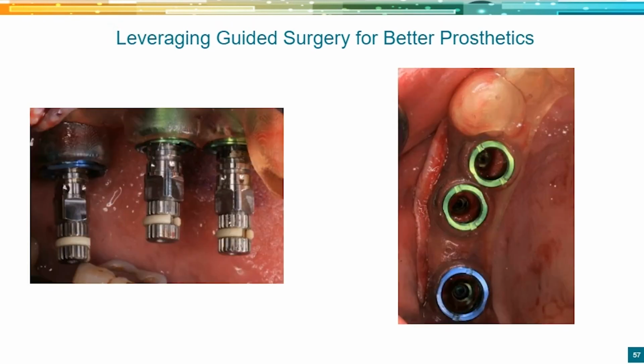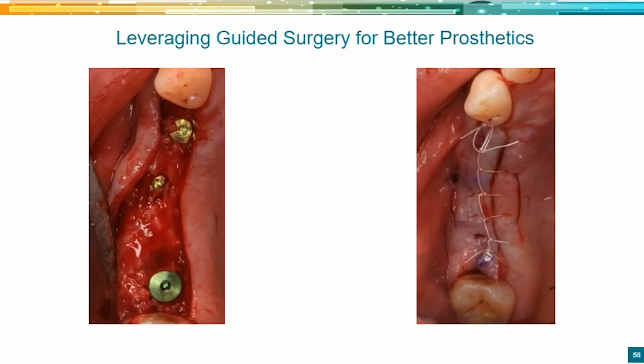So three carriers to go in, place them all to the right depth, get that photo for Instagram, and then we decided to put a cover screw on these because it was grafted bone, so a little bit softer. And you can also appreciate that we're going for maximum spread, right? We're going for the minimum of cantilevers.